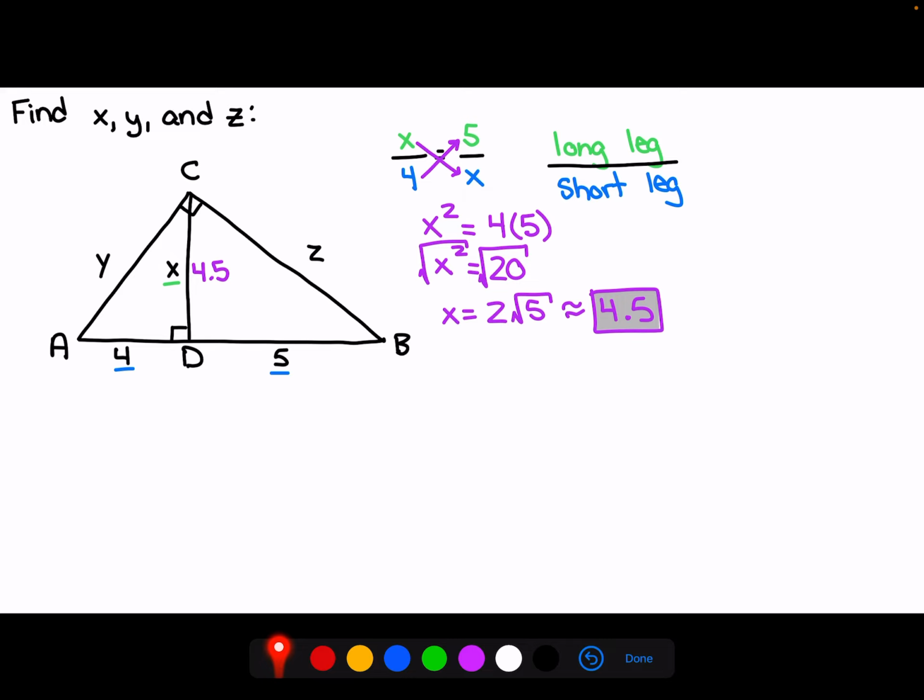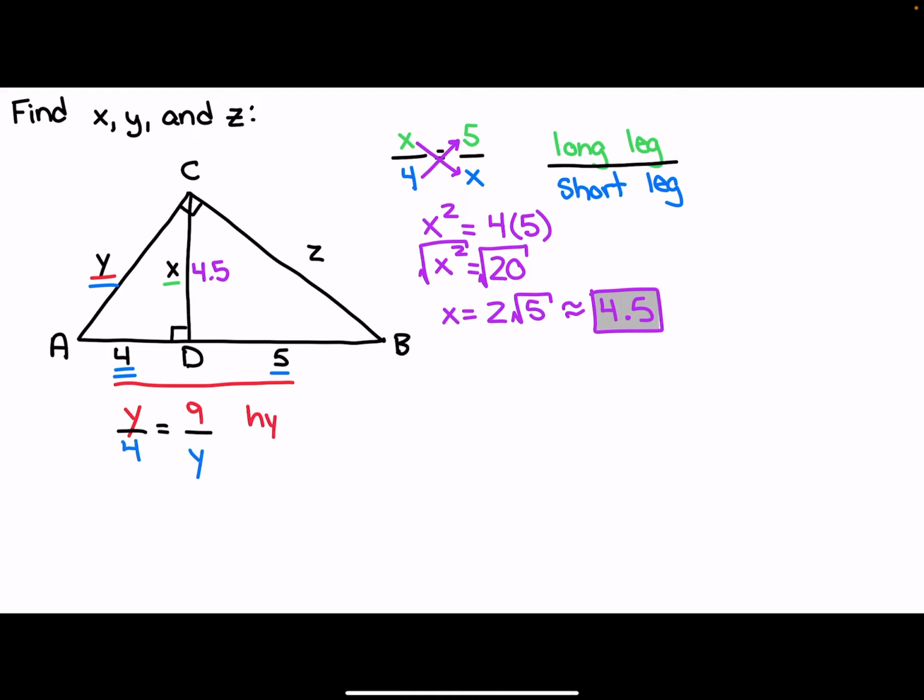So we should be asking ourselves, on which triangles is y a part of? Well, y is on our small triangle. It's the hypotenuse on the small triangle. And then it's also on the large triangle. It's the short leg on our large triangle. So we're going to have the ratio of hypotenuse over short leg, and we're going to use our small triangle and our large triangle. So this will give us y over 4 equals 9 over y.